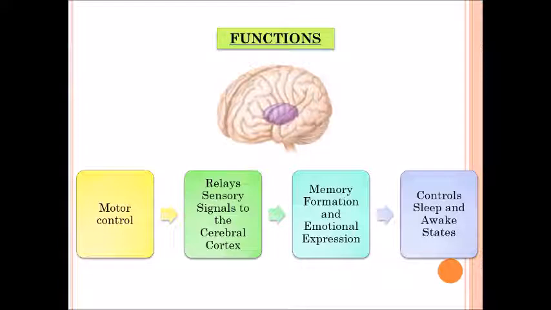In addition, connections with the spinal cord allow the thalamus to receive sensory information from the peripheral nervous system and various regions of the body. This information is then sent to the appropriate area of the brain for processing. For example, the thalamus sends touch sensory information to the somatosensory cortex of the parietal lobes.